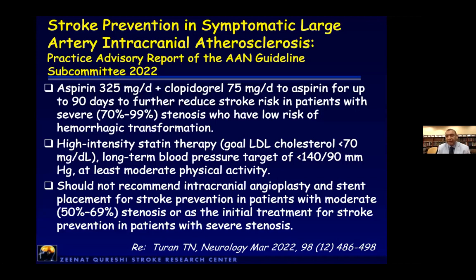They are not recommending intracranial angioplasty and stent placement for stroke prevention in patients with moderate stenosis, so moderate defined by 50 to 69% severity, or as the initial treatment for stroke prevention in patients with severe stenosis. So again, emphasizing the value of medical treatment failure before deciding stent placement.